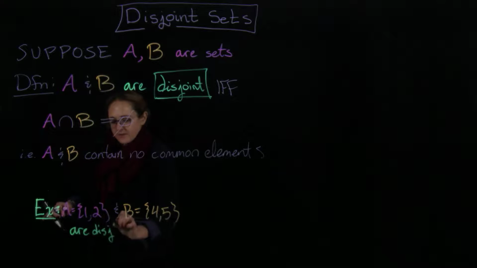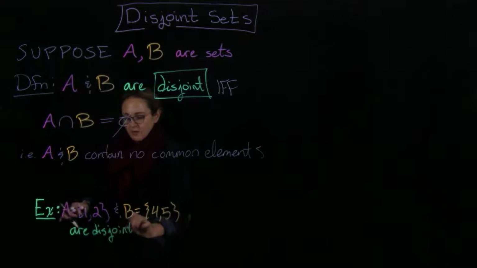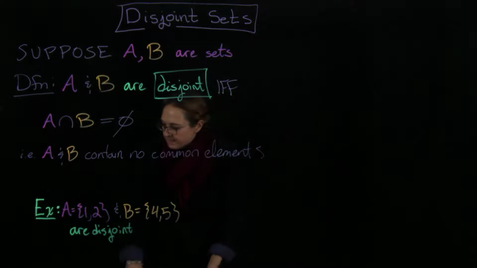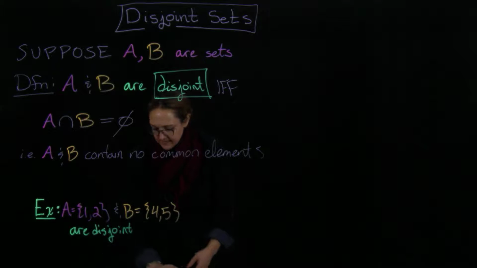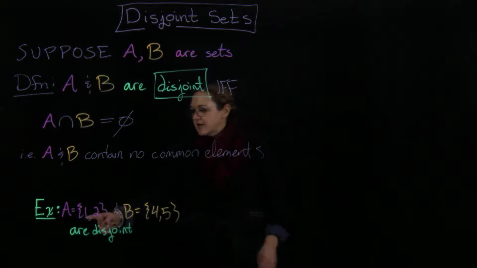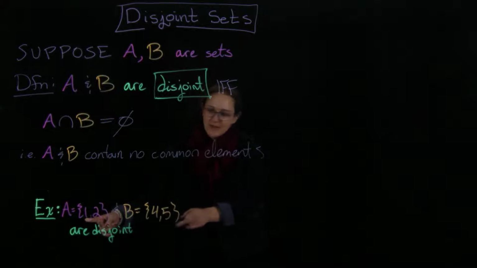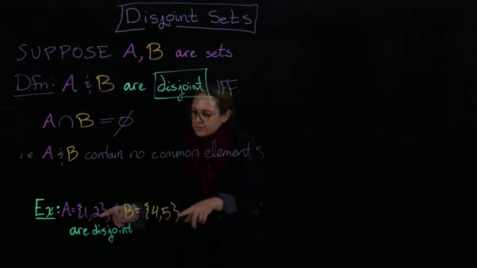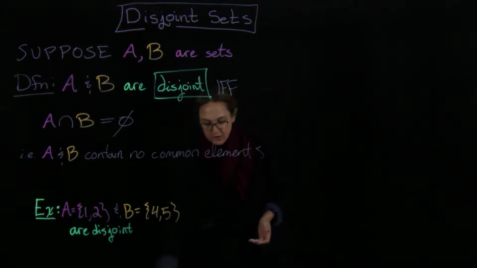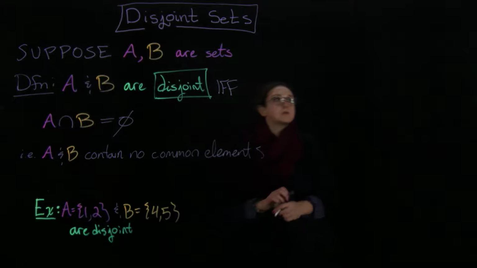How do we know that these are disjoint? Well, one way to do this is to check each element. You could choose which one you want to start with, maybe the smaller one, and check that each element is not contained in the other. There's no overlapping element. So 1 is not contained in B. 2 is not contained in B. Disjoint.